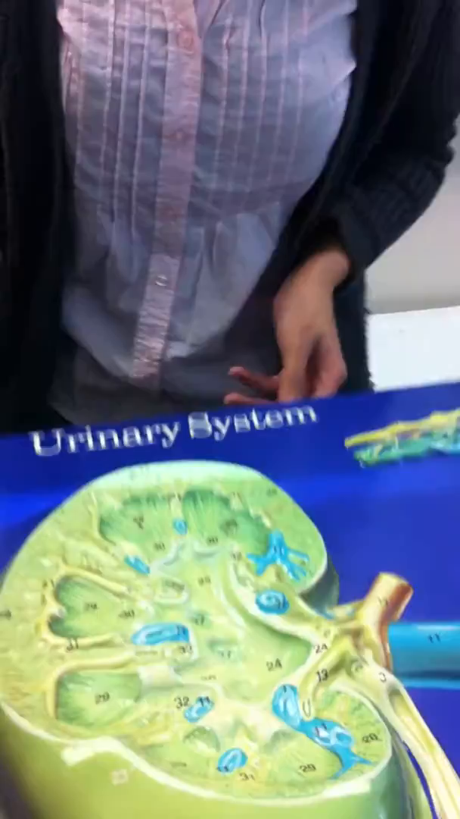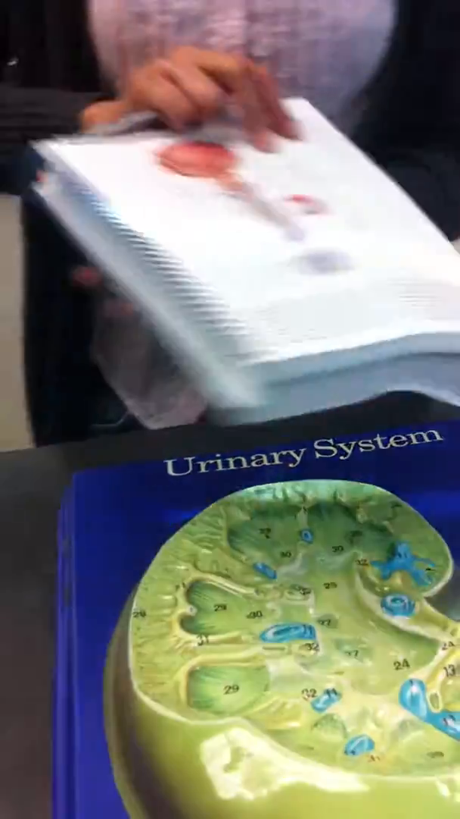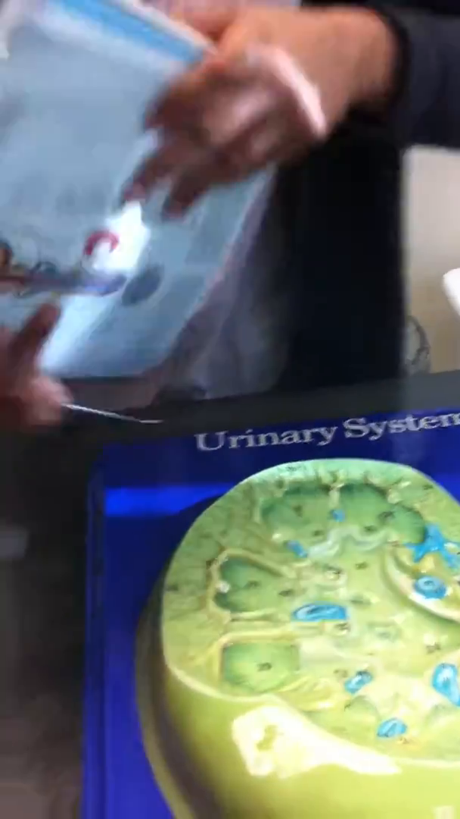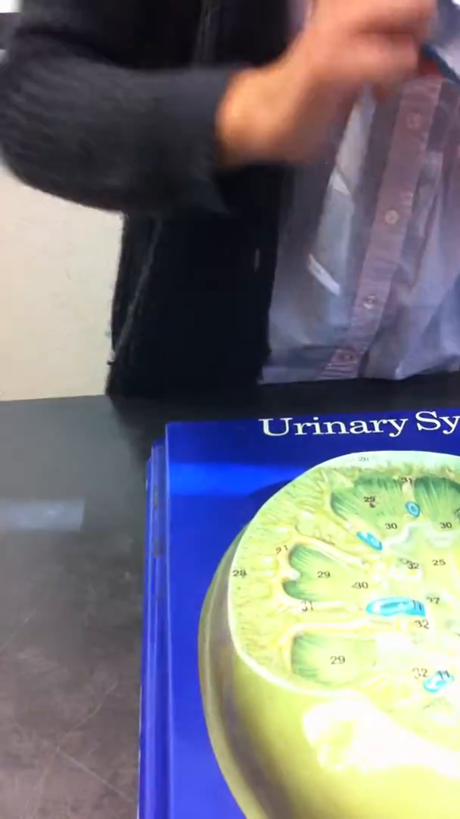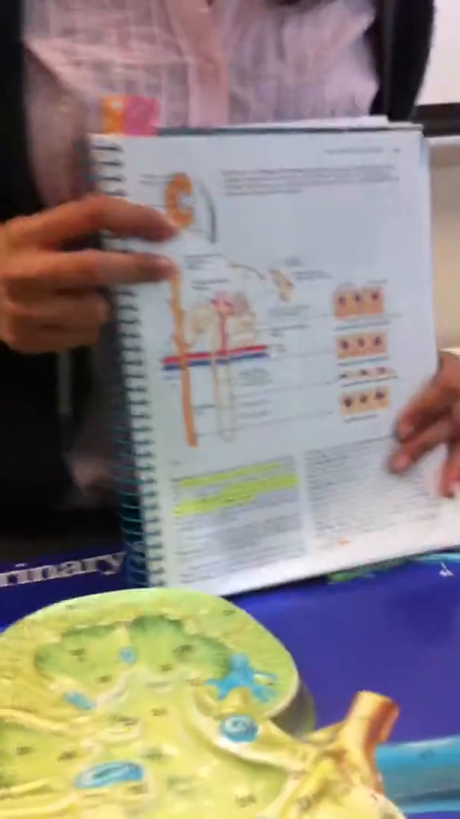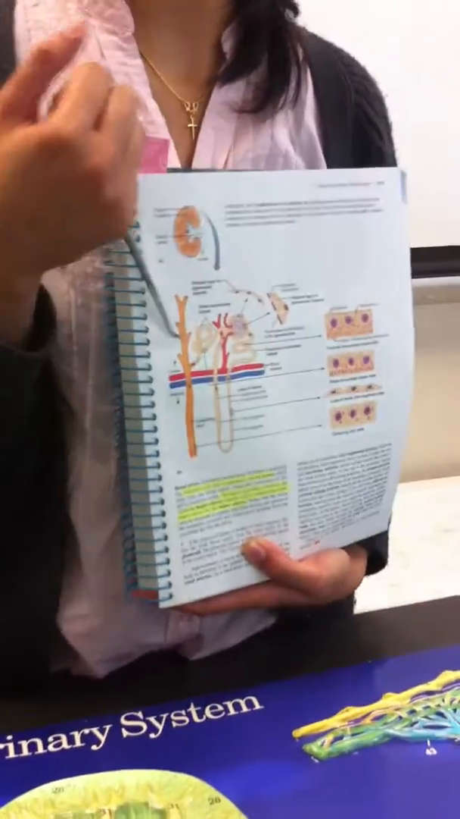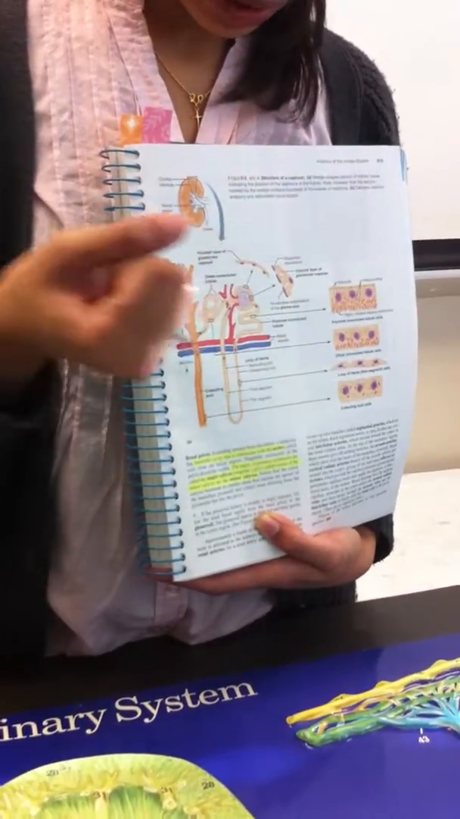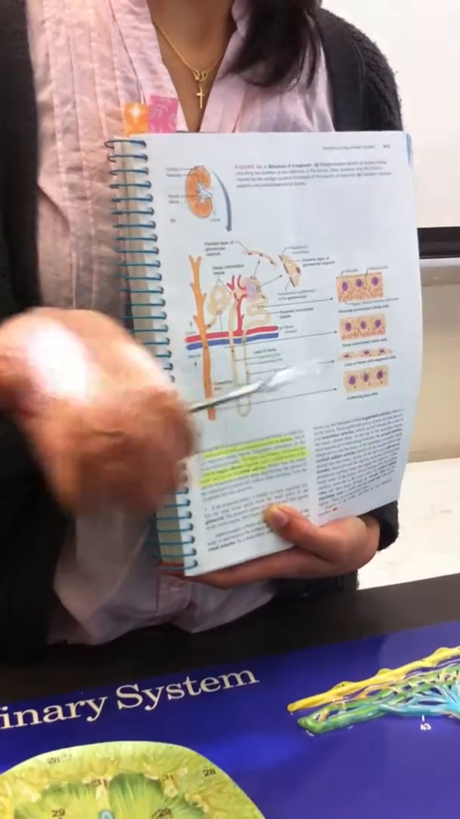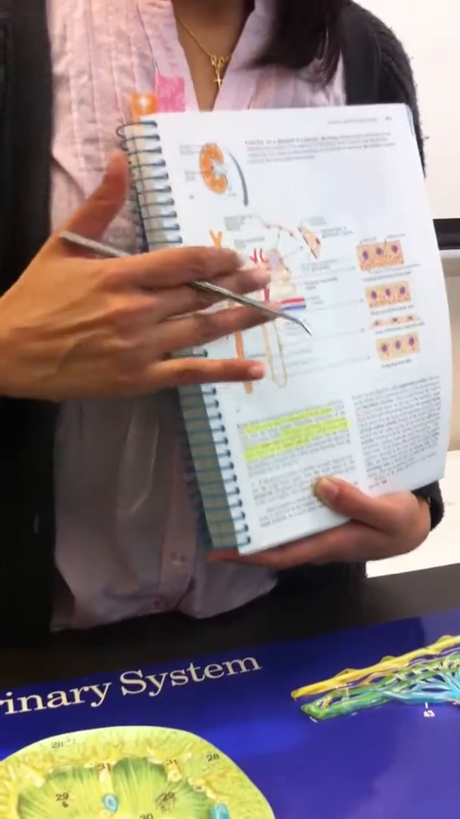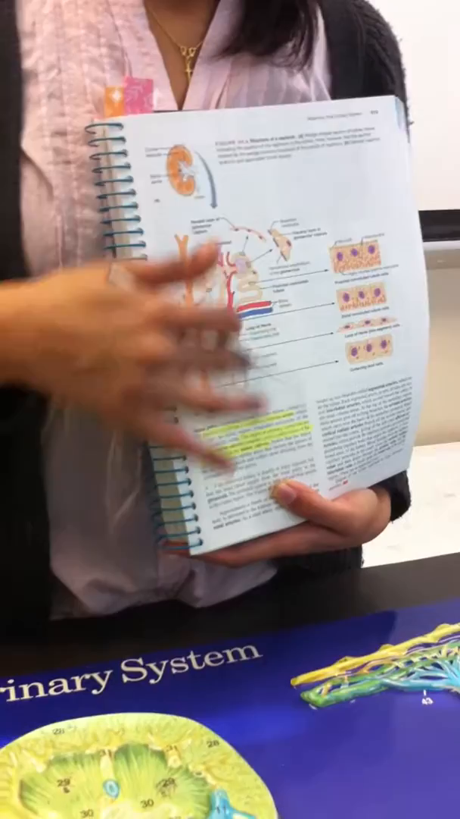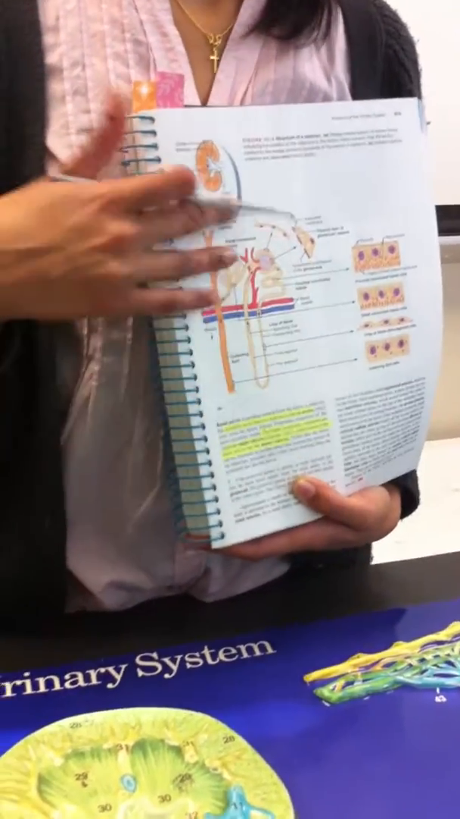Before I get into the process, let me go over the structure of a nephron. In your manual there is the structure of the nephron. This entire structure that you see is the nephron. The red line and the blue line are nothing but the blood vessels. Ignoring the blood vessels, the rest of the structure that you see is the nephron.